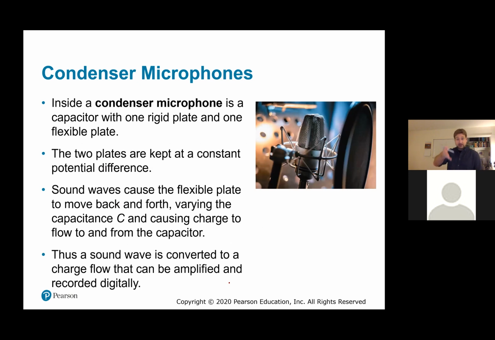Parallel plate capacitors are actually used. It's not just an idealization. We use them in microphones. One plate is fixed, the other plate can move. And as sound is incident on the microphone, that other plate gets pushed by the sound. As it's pushed, it changes the separation, which changes the capacitance, which changes the relationship between charge and voltage, potential difference, which induces charge to flow one way or the other. That flow can be converted and amplified and recorded.